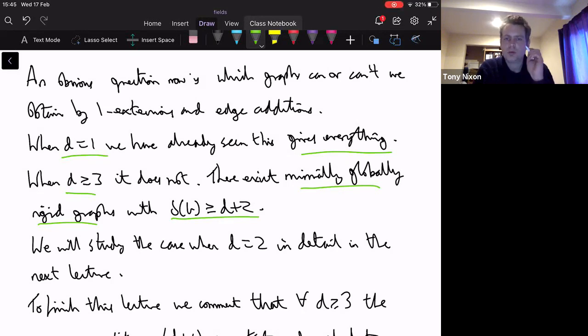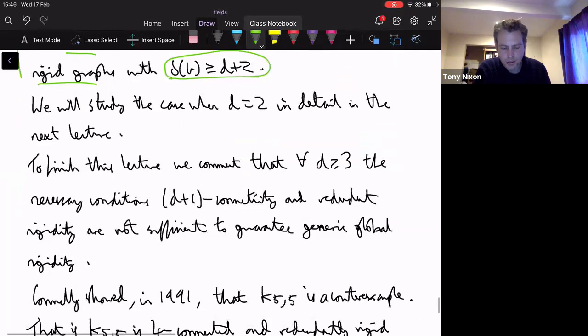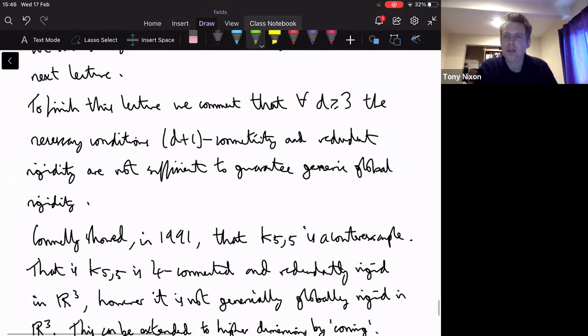And by a 1-reduction, I mean: when I do a 1-extension, I always add a vertex of degree d+1. So if I wanted to reverse the sequence in the corollary, I'd have to find a vertex of degree d+1 to reduce by the inverse of a 1-extension, or I'd have to find an edge to delete. Because it's minimal, I can't find an edge to delete, and because the minimum degree is too high, I can't find a vertex to reduce. So I mentioned these examples to finish the lecture.